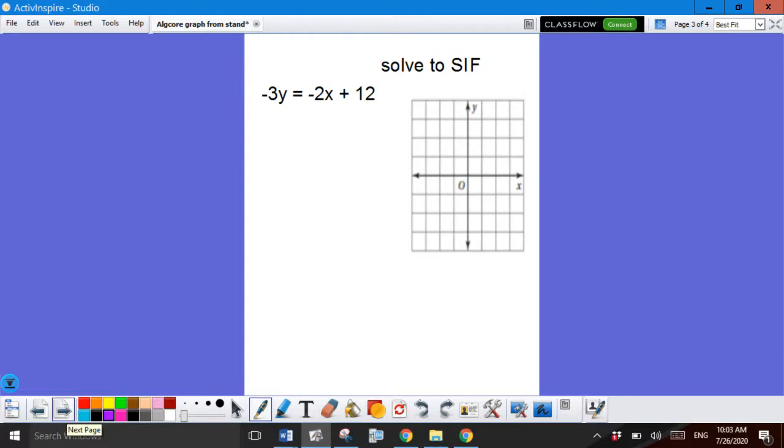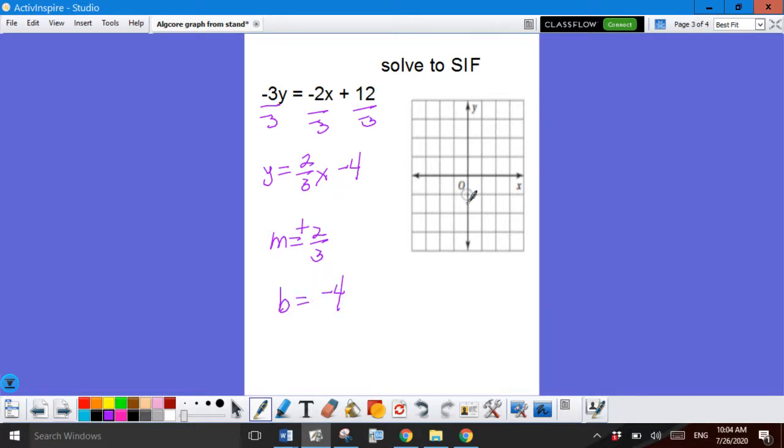All right, let's solve this one for y. What's the only thing that needs to move? You're right. The only thing that needs to move is the negative 3. So I'm going to divide by negative 3. So y equals negative is a positive, 12 divided by negative 3 is negative 4. So my slope is positive 2/3, and my y-intercept is a negative 4.